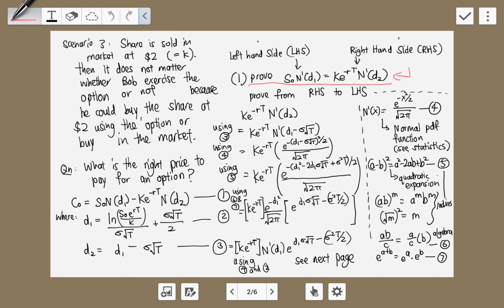So in scenario 3, when the share is sold in the market at $2, it does not matter whether Bob exercised the option or not, because whether buying from the market or buying from Opus, it is still $2. Therefore, he will not exercise the option, or he could exercise it, but there's no point. He could buy from the market anyway, so he lost $1.50 from having bought the option. Okay, so that's it. So this explains what is an option.